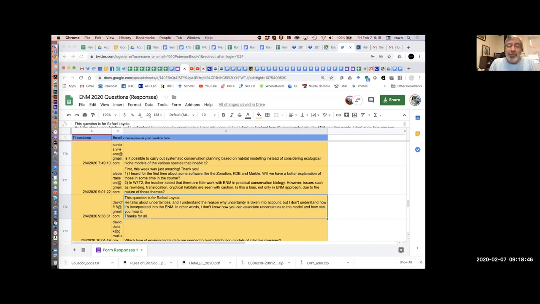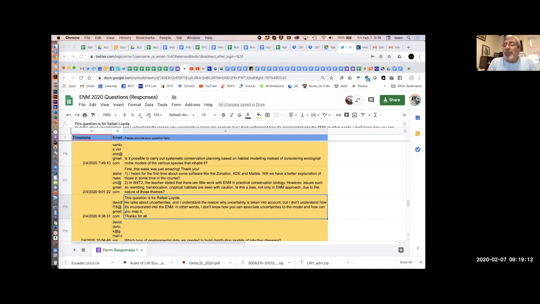We can do the same thing with different modeling algorithms, Maxent versus general linear models versus general additive models, et cetera, et cetera. If one algorithm says yes and another algorithm says no about a certain area, then maybe we should view that suitability in that place with some doubt.